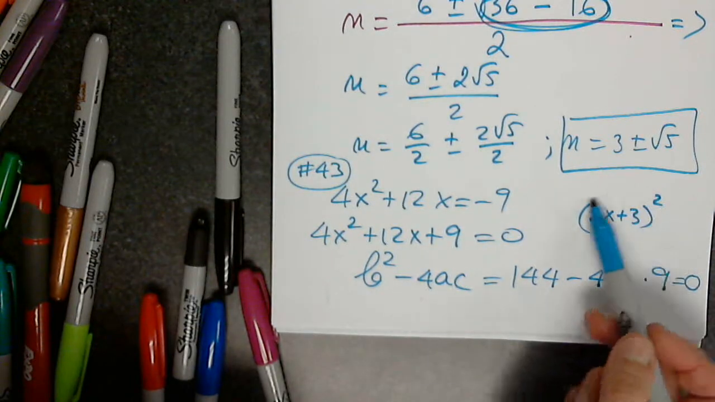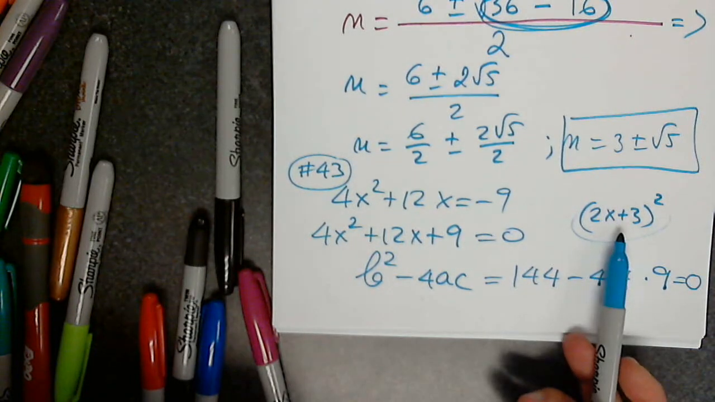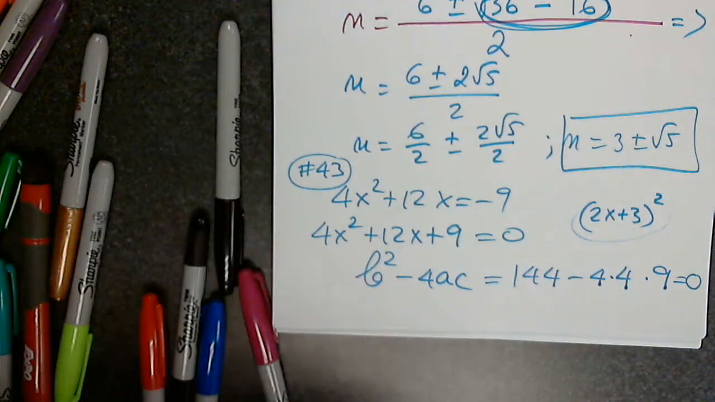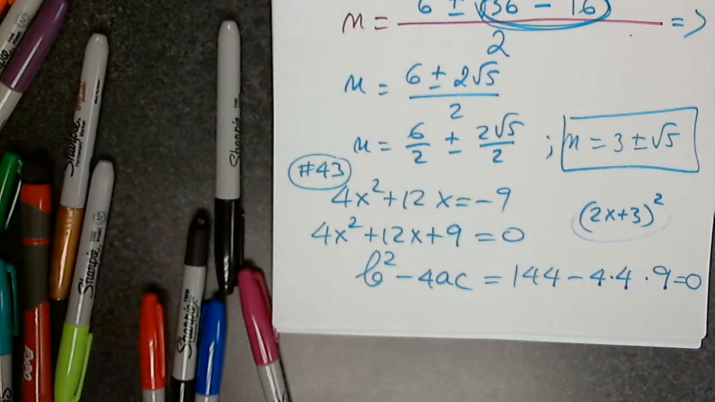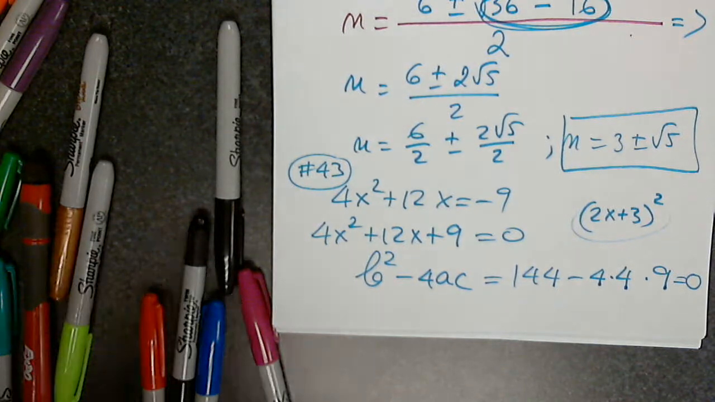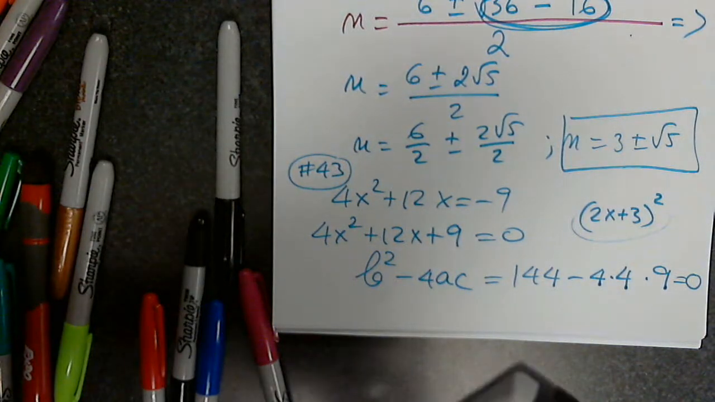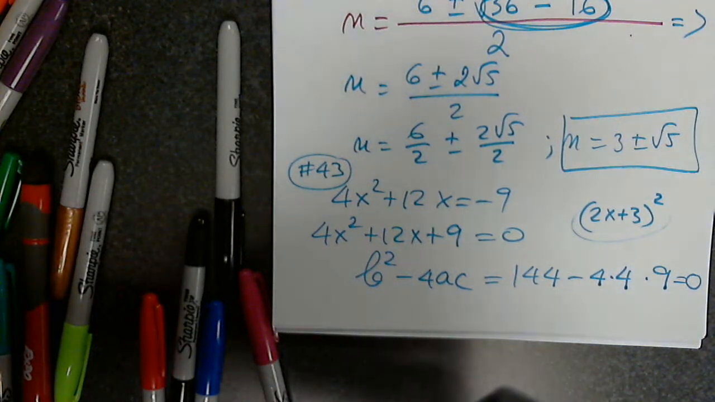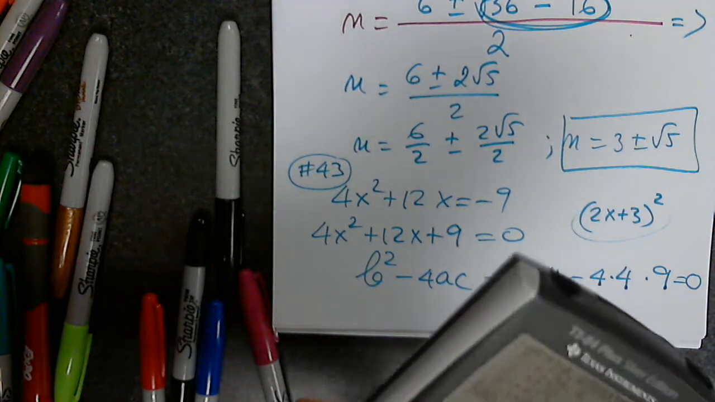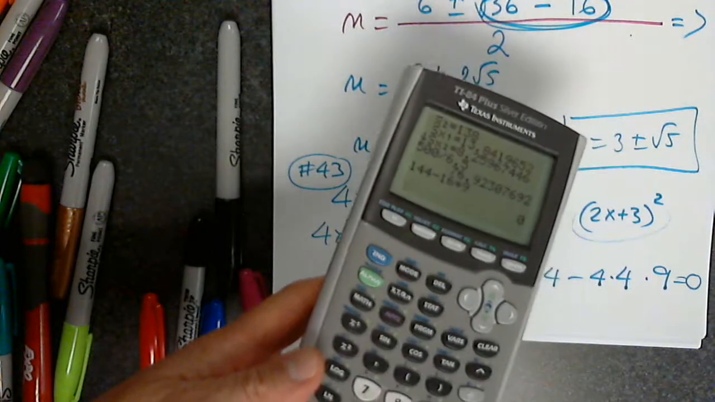Because this is the factored form of this expression, and we know that it's going to have only one solution. Or just plug it in the graphing calculator. I was just lazy. So when you plug in the graphing calculator, you have 144 minus 16 times 9, and you will get 0.